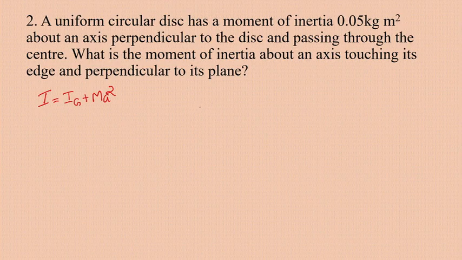Here we are directly given the moment of inertia of the disc about the perpendicular axis passing through the center. That is, Ig is already given, that is 0.05 kilogram meter square. Now we can find the moment of inertia about the perpendicular axis passing through one of the edges. So that is I, that is equal to.